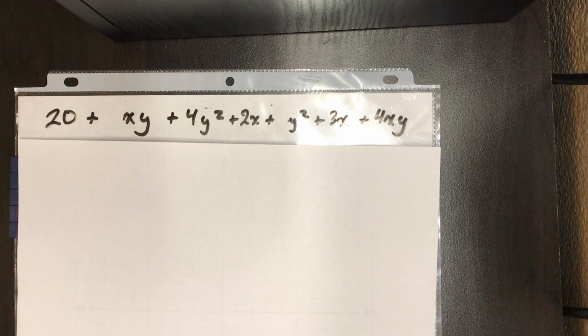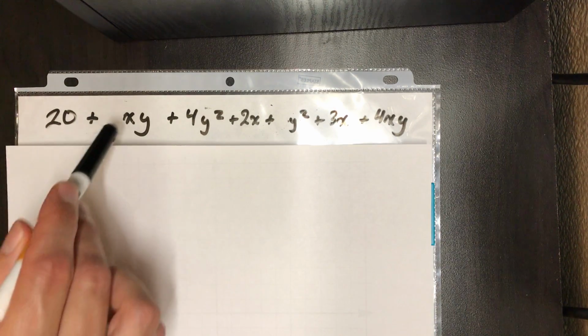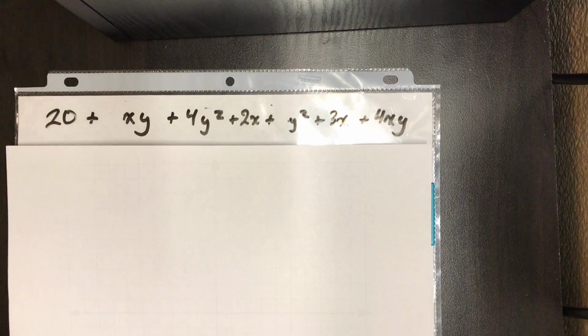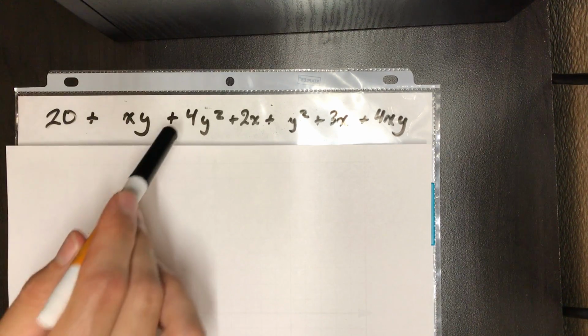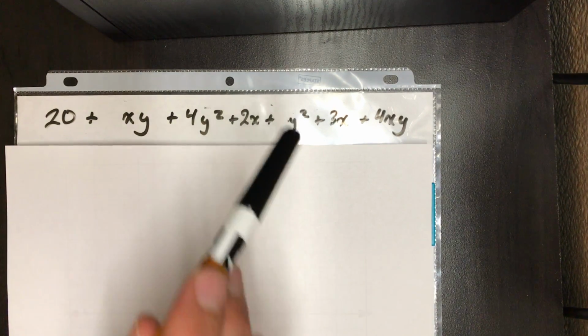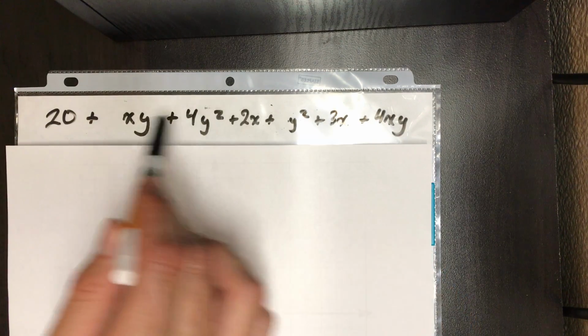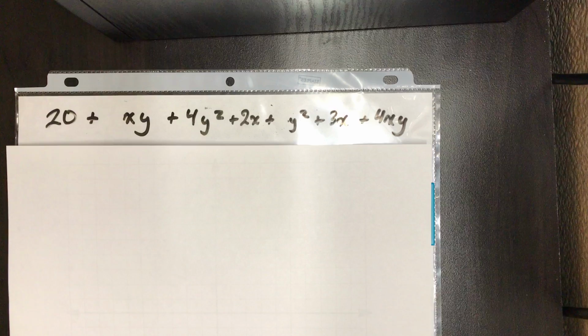Let's read our expression to ourselves here in terms of combining like terms using algebra tiles. We've got 2 1s, we've got 1xy. What is 1xy? All right, we'll have to think about that one. I've got 4y squareds, plus 2x's, plus 1y squared. I've got 3x's, and we end with 4xy's. That's like, oh, 4 more of these is how I'm understanding that.